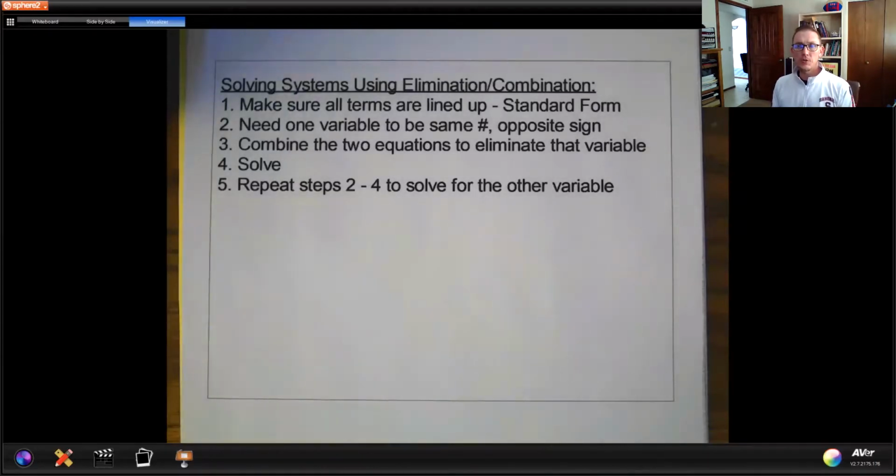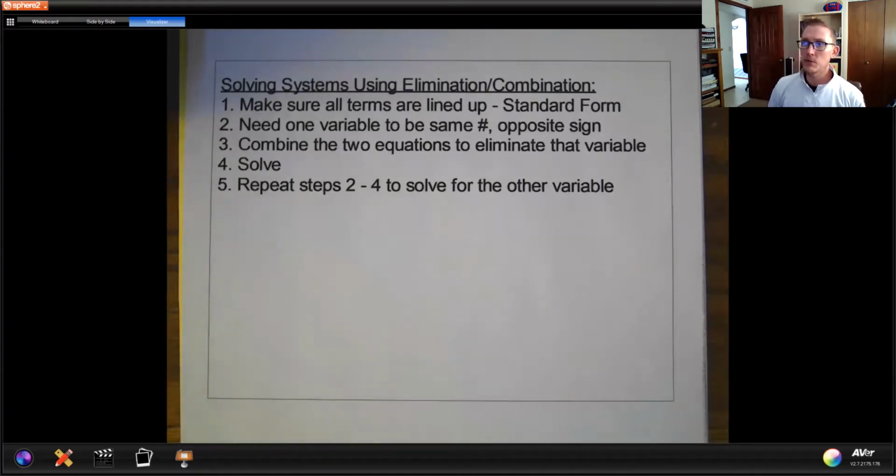In order to solve a system using elimination or combination, the first thing you have to do is make sure all of the terms are lined up. Typically, standard form is the best way to do this. If you remember when we did linear equations in second quarter, standard form, the nice and neat and tidy one, basically only had two purposes. One was to find x and y intercepts, and the other was for solving systems. At the time, we didn't know what that was, but now we do. So standard form is great for using the elimination combination method.